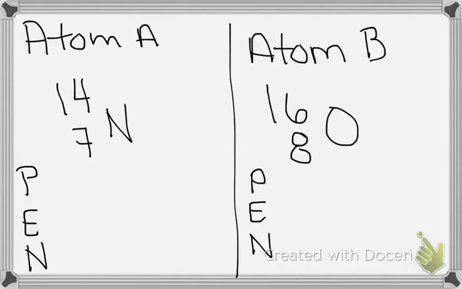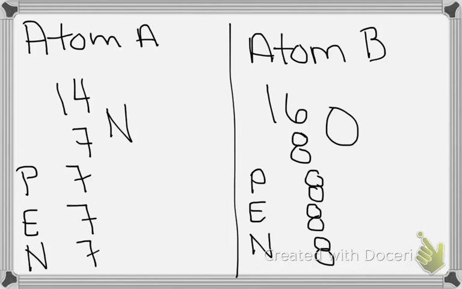Let's look at another example where we're comparing 14,7 nitrogen in atom A and 16,8 oxygen in atom B. So atom A has 7 protons, 7 electrons, 7 neutrons. Atom B has 8 protons, 8 electrons, 8 neutrons. What we're looking for here is they have to have the same number of protons as each other. So atom A has 7 protons, that means atom B also has to have 7 protons. In this case it doesn't, it has 8. So at no point are these possibly going to be isotopes of each other.